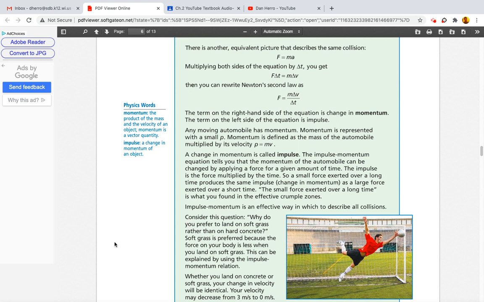Consider this question. Why do you prefer to land on soft grass rather than on hard concrete? Soft grass is preferred because the force on your body is less when you land on soft grass. This can be explained by using the impulse-momentum relation.